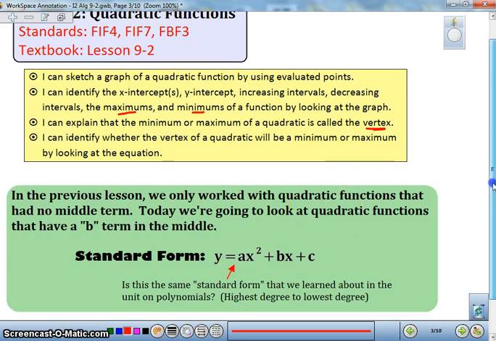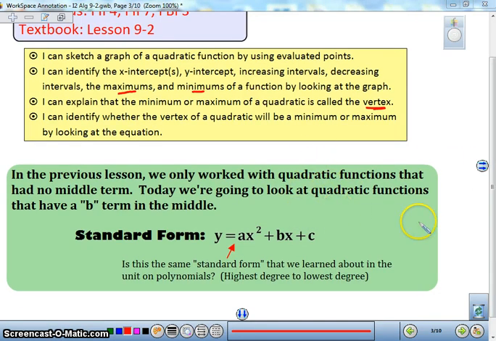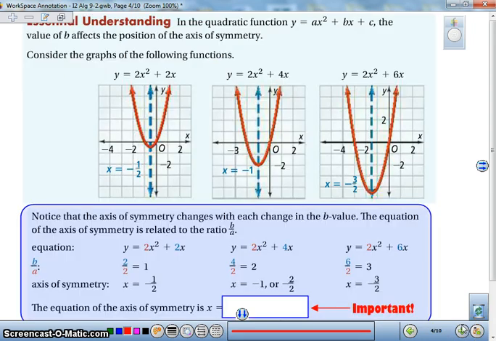So first off, in the previous lesson, we worked with quadratic equations that had no middle term. So we didn't have a bx before. Today we're going to look at quadratics that have that middle term. Before, with ax squared plus c, it was a lot easier to look for the point of our vertex.